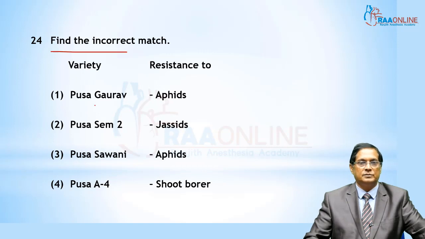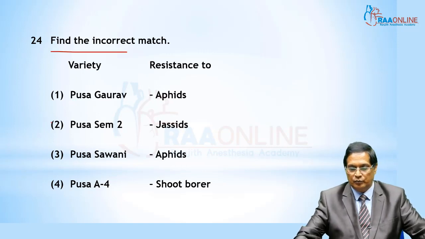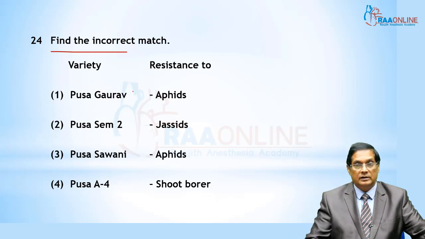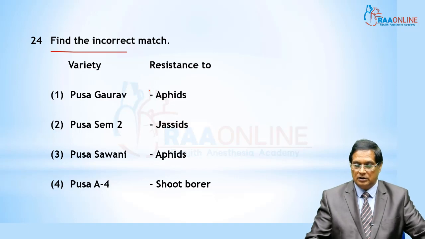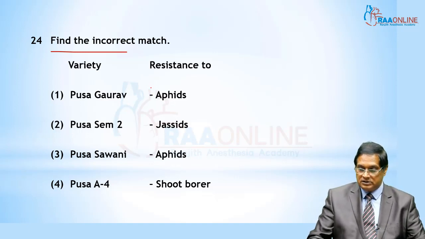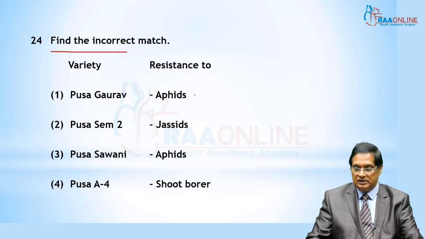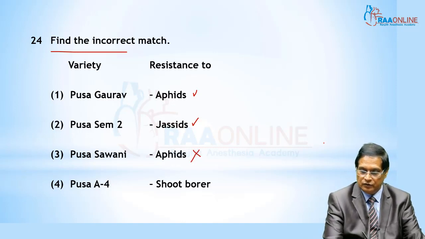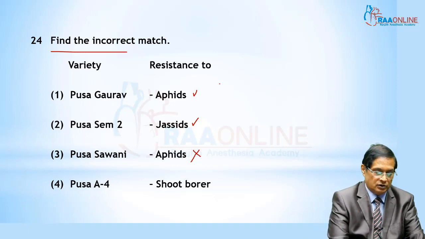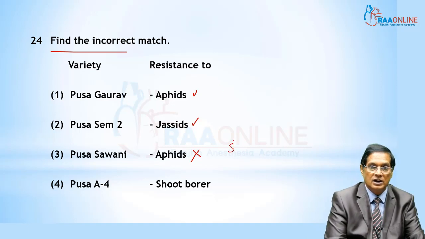Find out the correct match. Pusa Gaurav is incorrect. Pusa Gaurav is resistant to aphids. This is right: Pusa Sem 2 is resistant to jassid. Pusa Sawani resistant to aphid is wrong. It is resistant to shoot and fruit borer. This is wrongly matched.